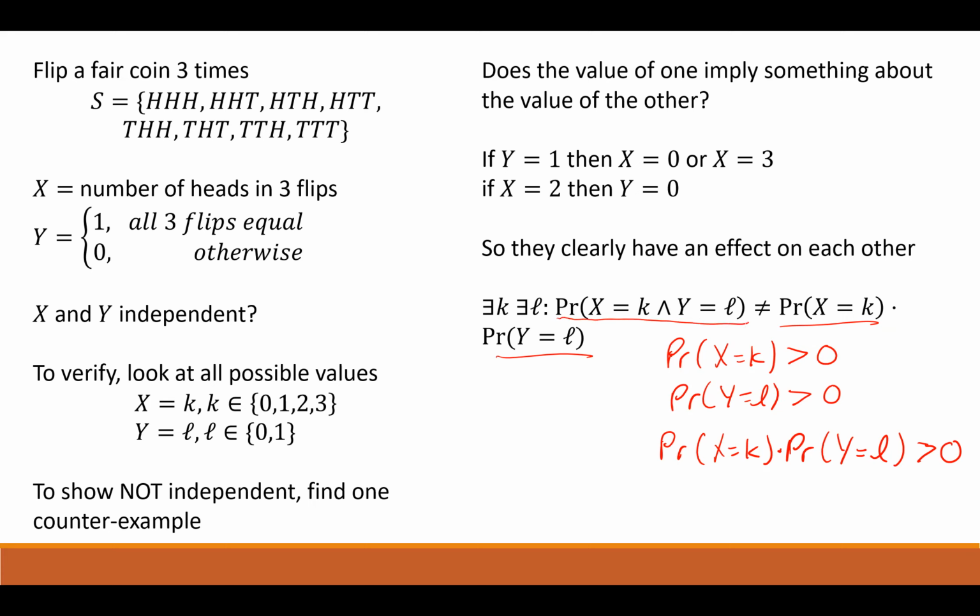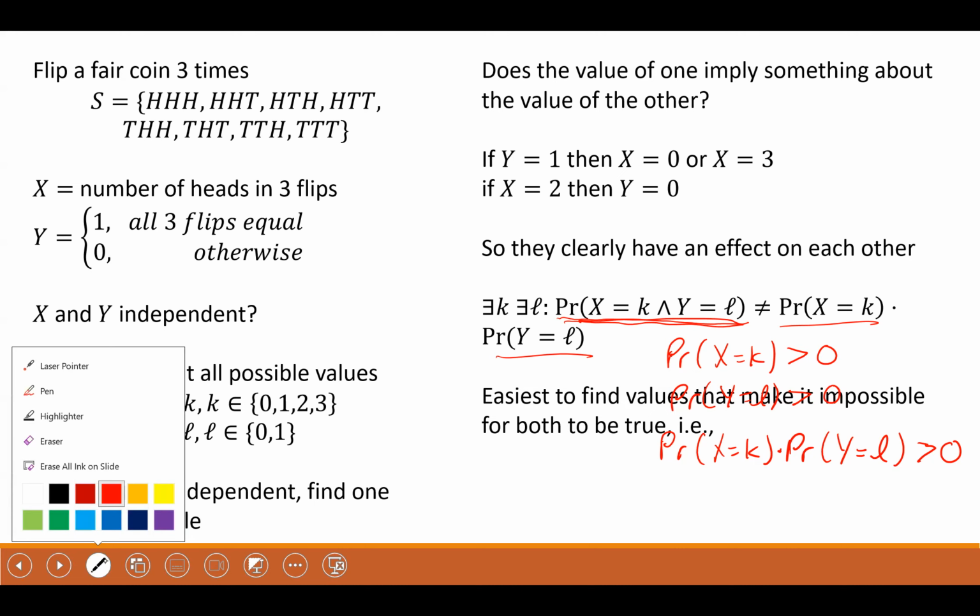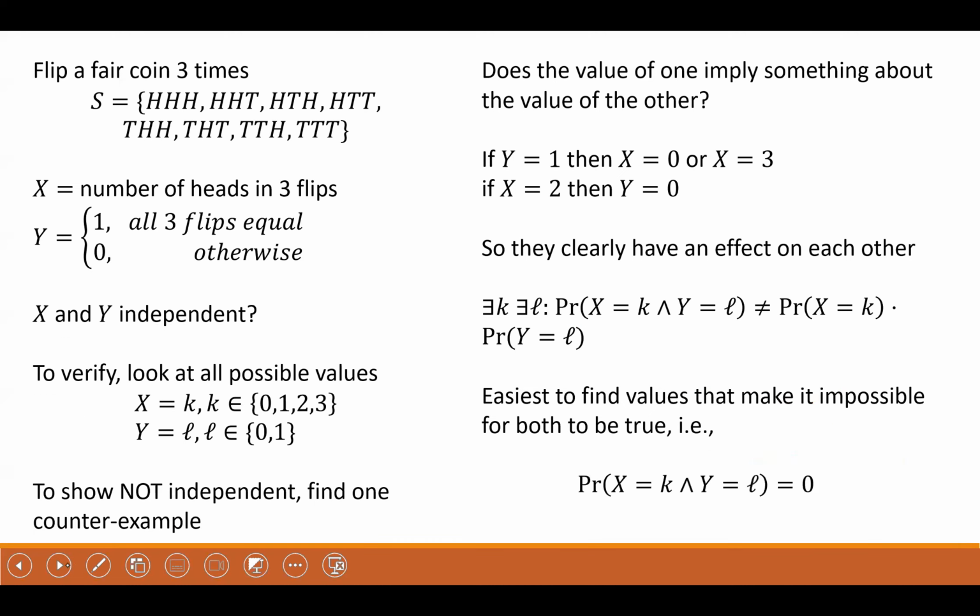That's not necessarily true of the intersection, right? If I can find 2 events that contradict each other, that is, they have no intersection, then it's going to have a probability of 0. And that's sort of the easiest way to prove this, to find 2 events that cannot possibly happen at the same time. Okay. So yeah, we want to find values K and L such that the intersection is empty, and if the intersection is empty, then the probability is equal to 0.